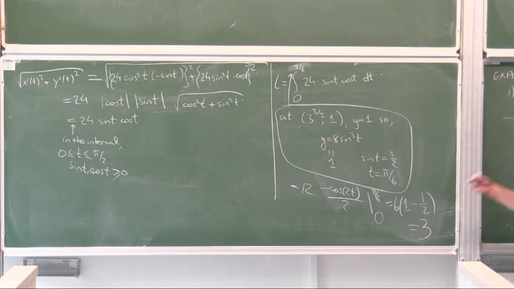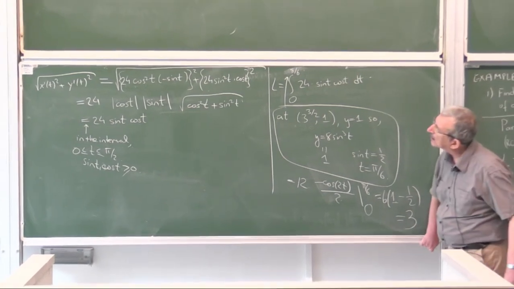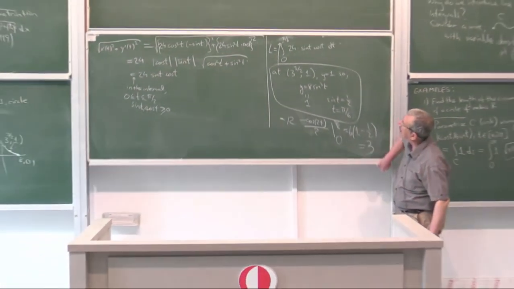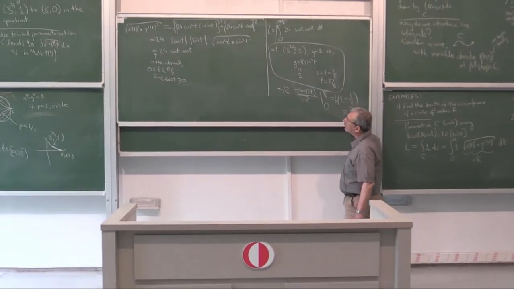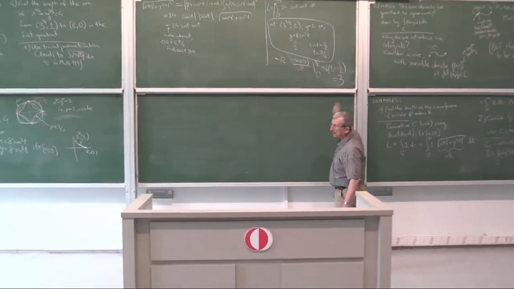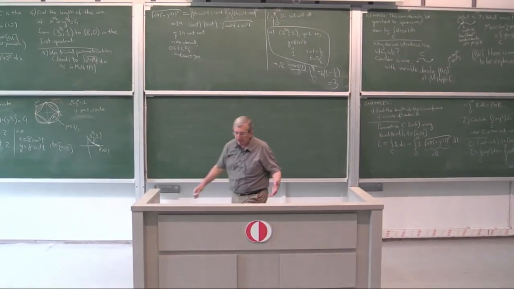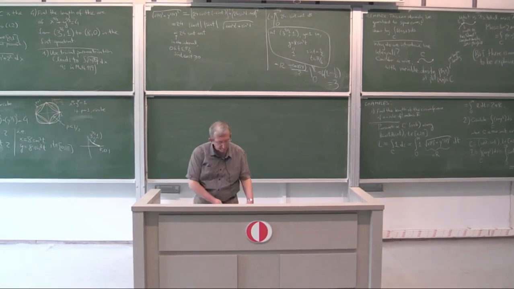So this is just to show you that we can calculate arc length using different parametrizations. Maybe one is better than the other.